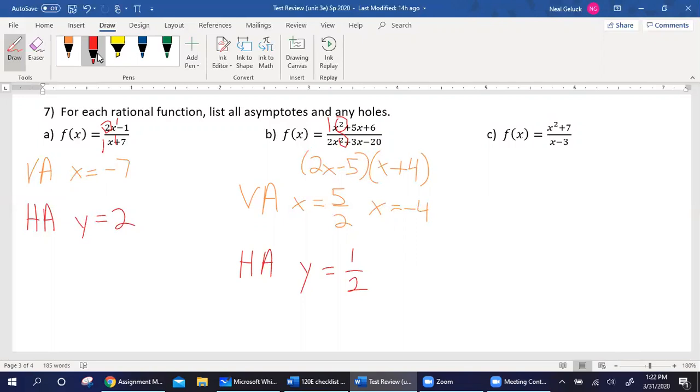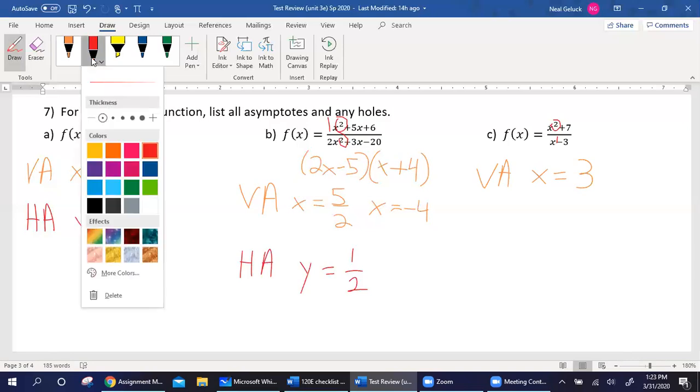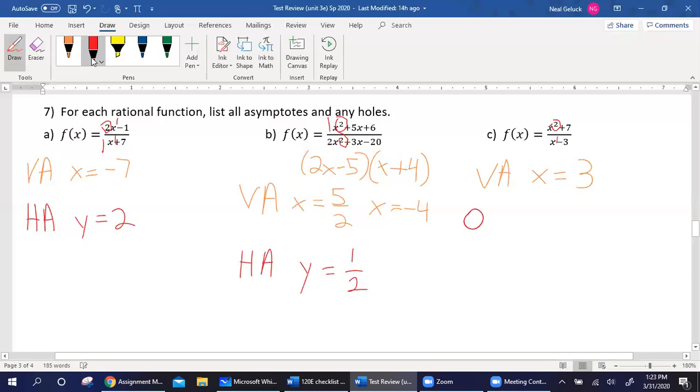For letter C, vertical asymptotes make the denominator 0, but not the numerator. So that is 3. This one, if I look at the degrees, the degree on top is 1 greater than the degree on bottom. That tells me this is going to have an oblique asymptote or a slant asymptote, which is basically going to be a diagonal line.